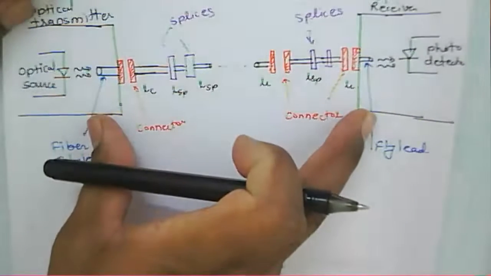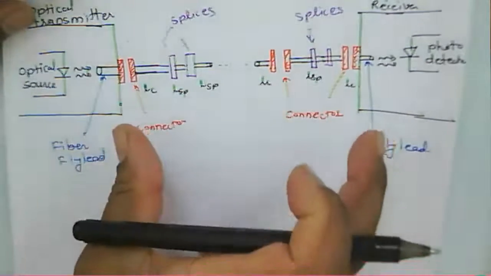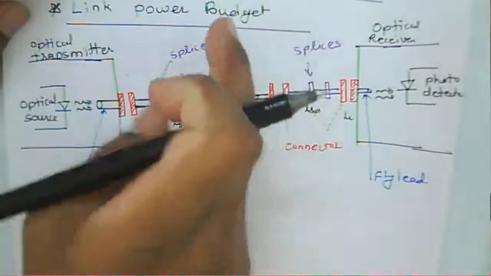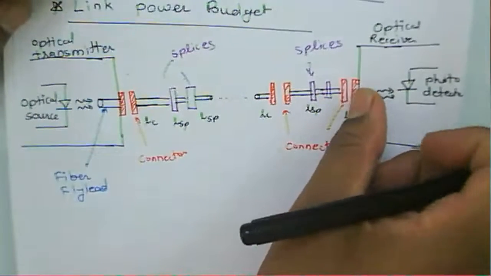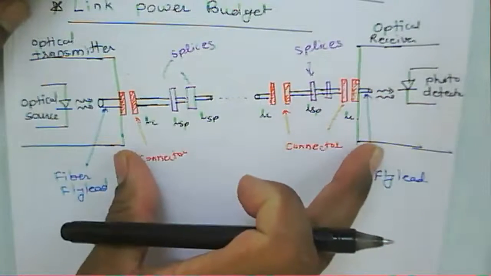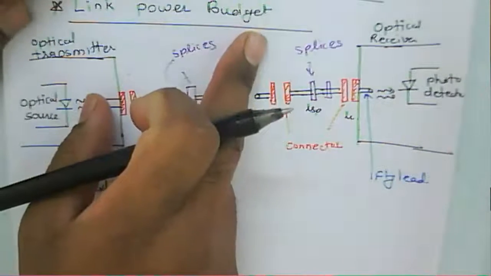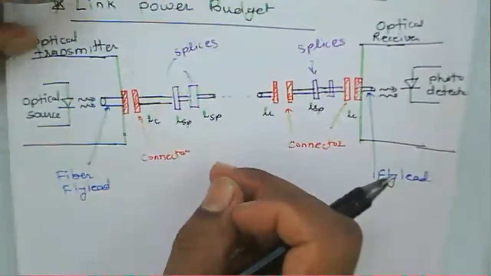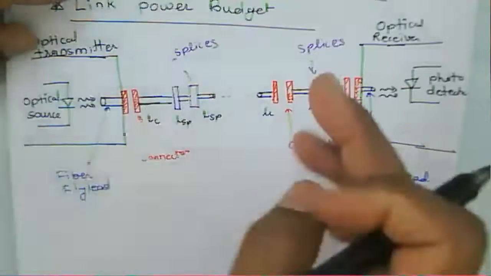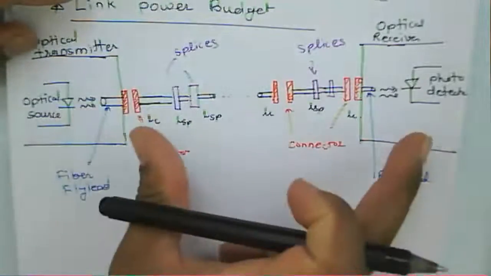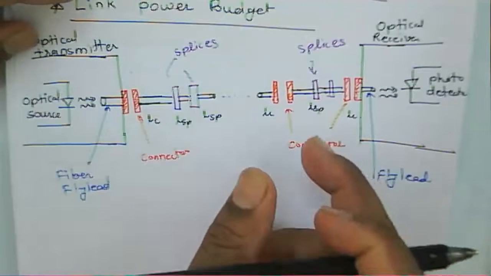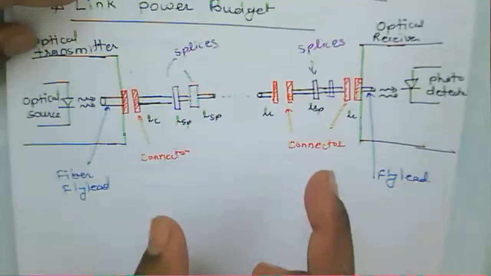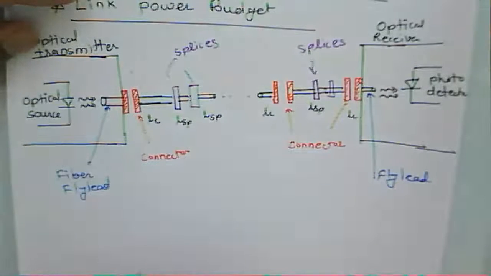For the given length of the fiber, what will be the total length of the fiber? What will be the minimum power received at this receiver? So in terms of a link power budget, what will be the minimum power received at that particular length? Here link means your total link. So we need to know, for a given particular length of the fiber or link, what will be the minimum power received?